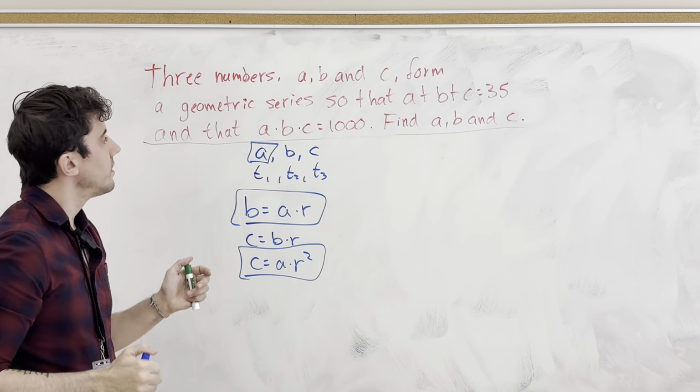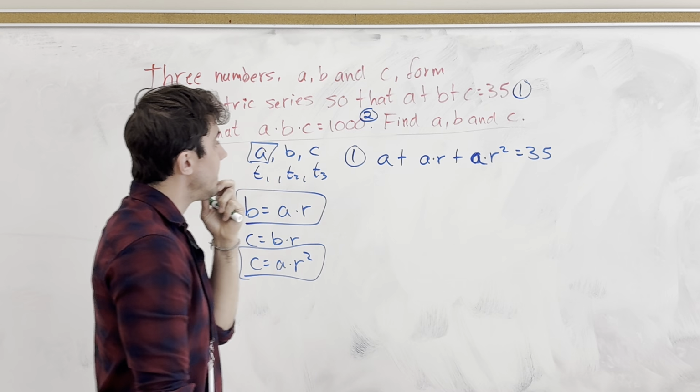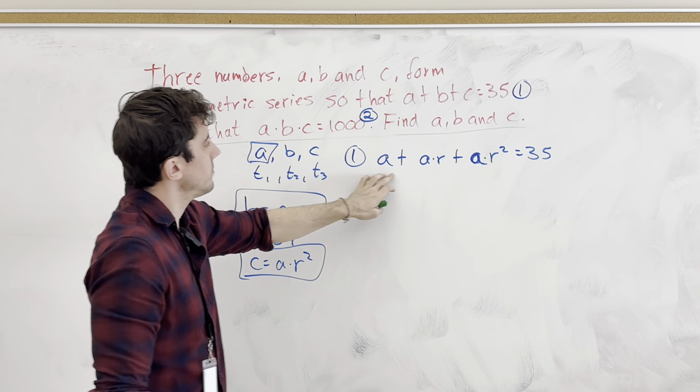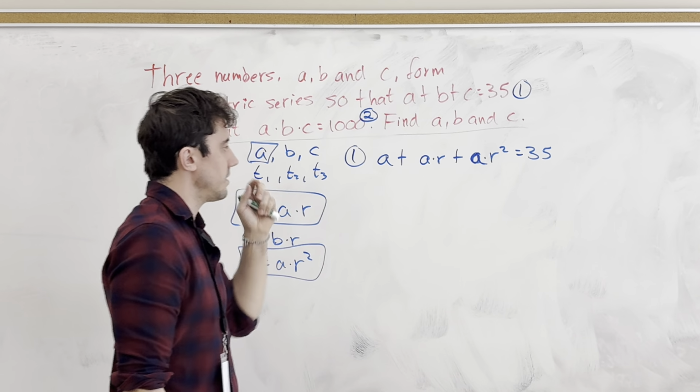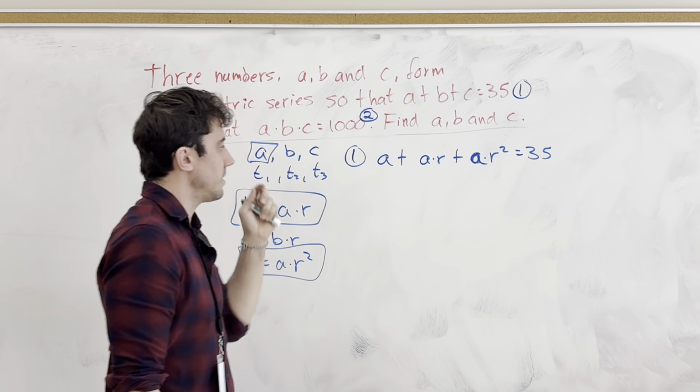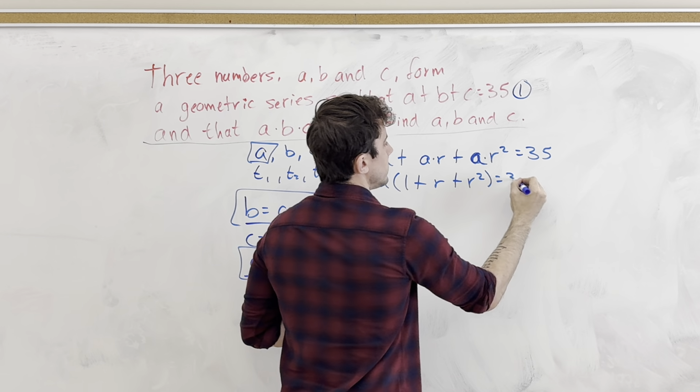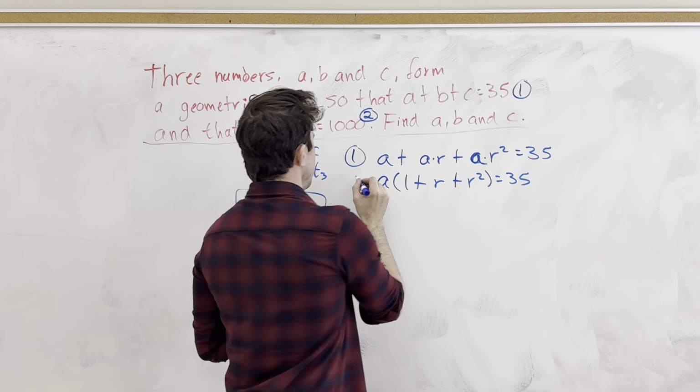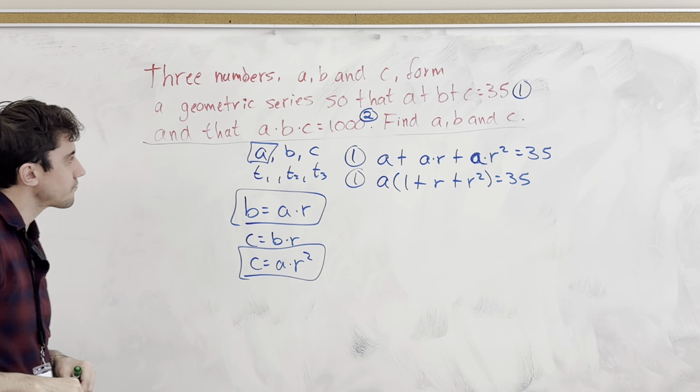Now, of course, we can simplify this. Sorry, that's A times R squared, not C. C is A times R squared. My apologies. So now we have A plus A times R plus A times R squared, and you'll notice that A is common to every term, so we can factor it out. We have A times (1 plus R plus R squared) is equal to 35. Again, let's call this equation 1.